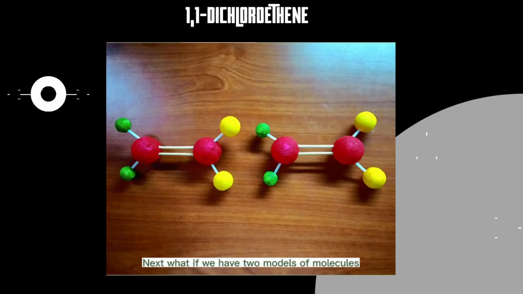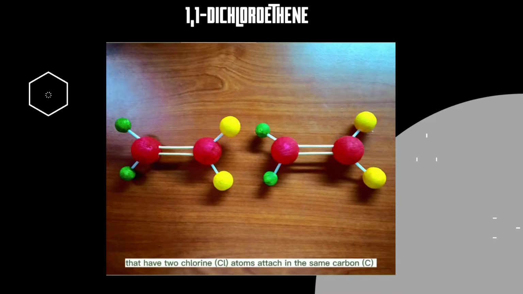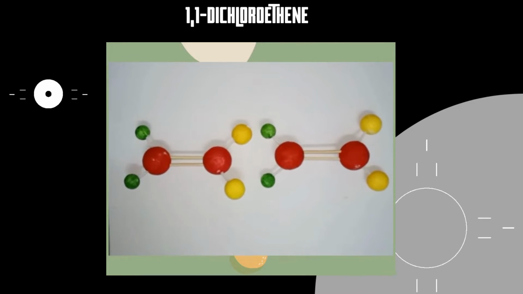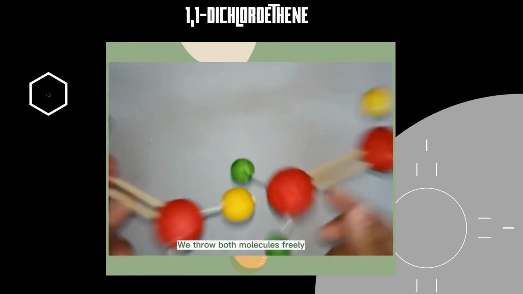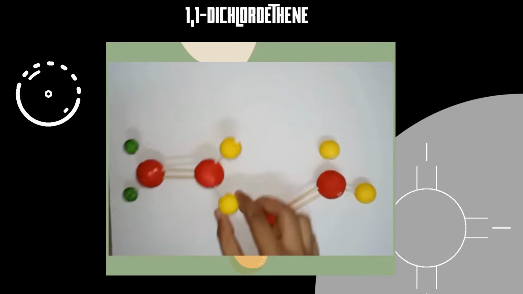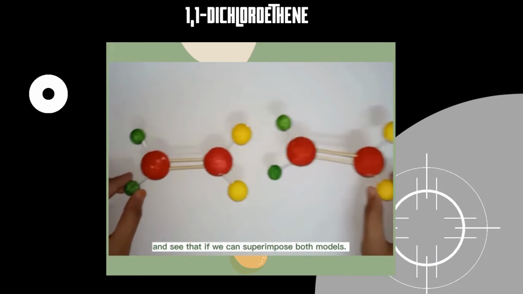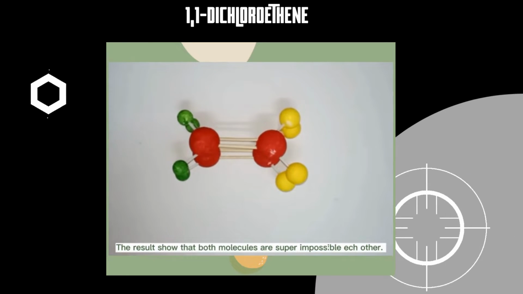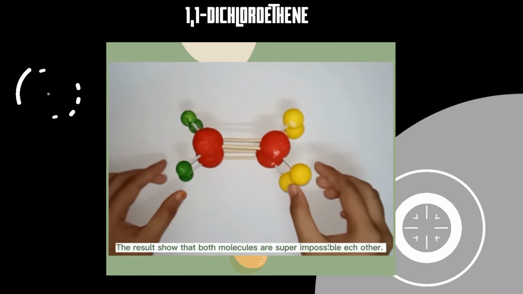Next, what if we have two models of molecules that have two chlorine atoms attached to the same carbon, which is 1,1-dichloroethene? We throw both molecules freely and see if we can superimpose both models. The results show that both molecules are superimposable on each other.